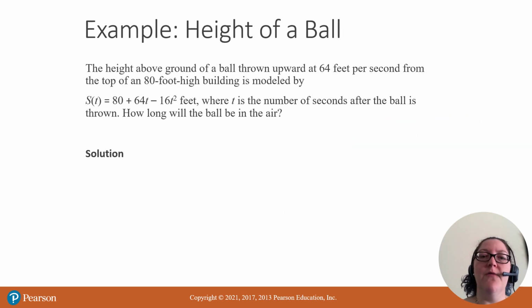So let's start with this one here. So we have the height of a ball, and this is a word problem. That's perfectly fine. So the height above ground of a ball thrown upward 64 feet per second from the top of an 80-foot building is modeled by the following. S of t equals 80 plus 64t minus 16t squared. Now, t is going to be the number of seconds after the ball is thrown. How long will the ball be in the air?